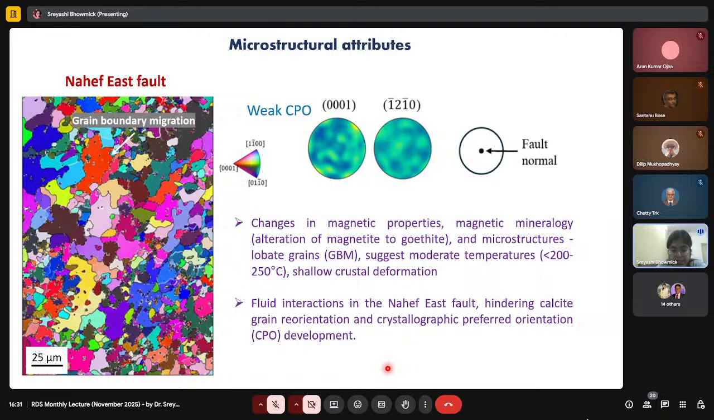So from here, we could see that the temperature estimation that we initially made from the thermochemical alteration of magnetite to goethite fits well with this temperature range, which is evident from the microstructure.